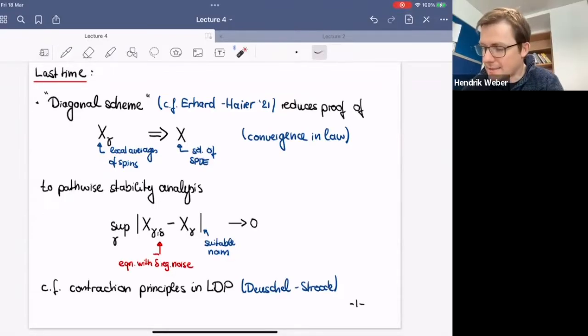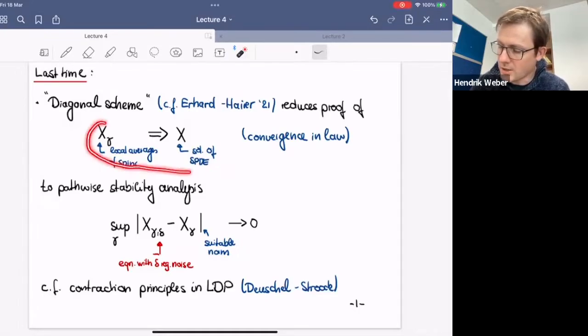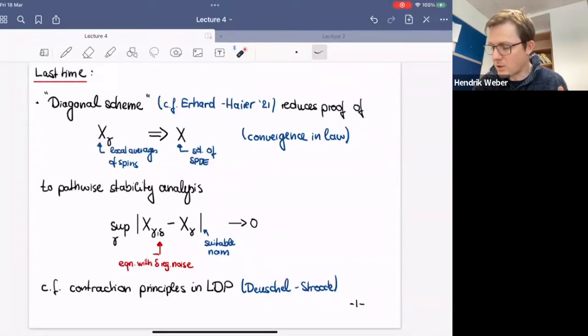All right. So last time, I told you about this diagonal scheme to prove convergence in law of this Kac-Ising observable, so these locally averaged spins, to the SPDE. With this, we introduced this auxiliary parameter delta, and that allowed us to reduce the proof of convergence in law of two objects that don't a priori live on the same probability space to this pathwise stability analysis. Let me just remind you, this was an auxiliary object that we had constructed just by regularizing our noise on a scale delta, and so now we just need to show that these things are close, but uniformly close in this parameter gamma. So gamma, if I remind you, is the parameter that goes to 0 ultimately.